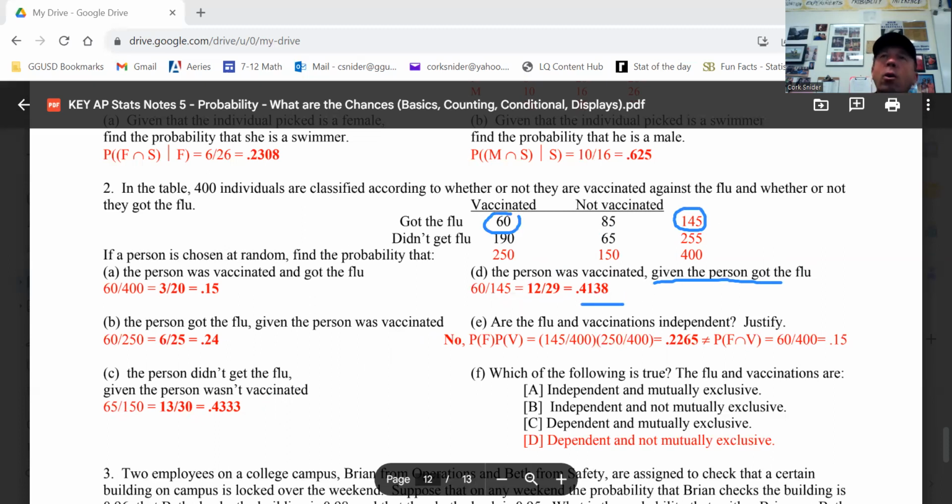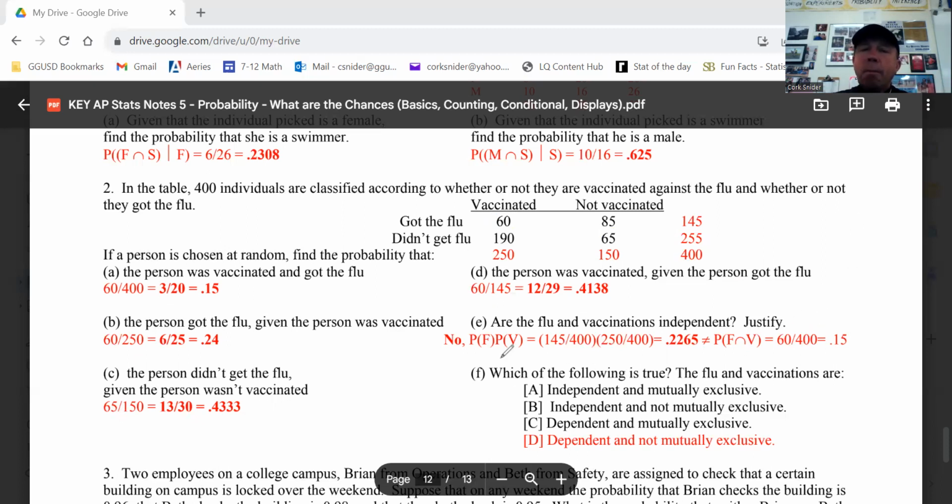I really like question E and F. They are really cool. Are the flu and vaccinations independent? Now, when we get to the chi-square distribution later on in the book, you're going to be able to answer this question a little more fully. But right now, you're going to examine one of the 4 cells. We've done this in class quite a bit, okay?